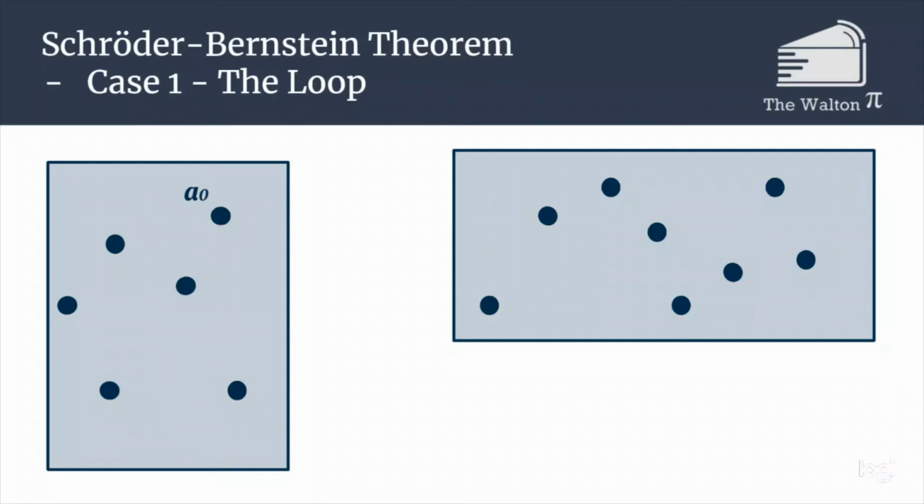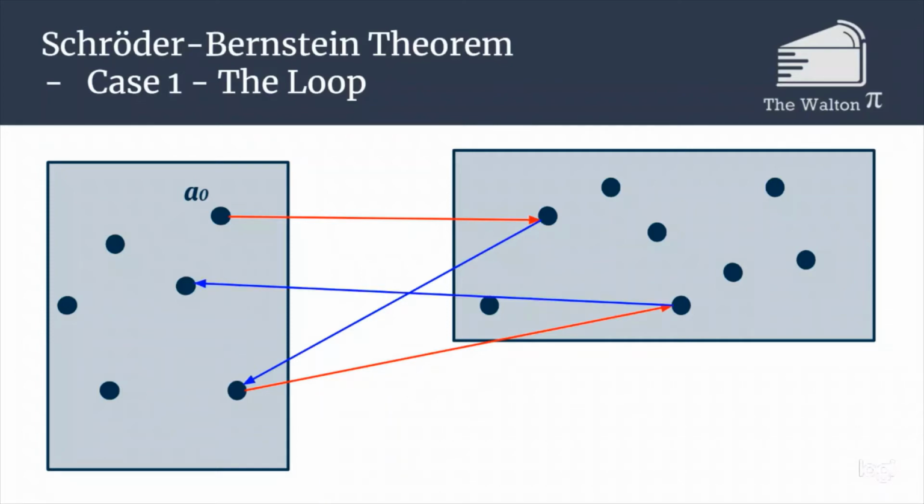So, starting with a0, we know that our function f sends a0 to something. So we now have some element in B. Our function g tells us that's going to come back to A, and then we're going to repeat this process until we figure out what situation we're dealing with. So it might go back and forth, A, and then back to B, and then back to A. And if it does that, in this case, we have a loop, which is one possible situation.